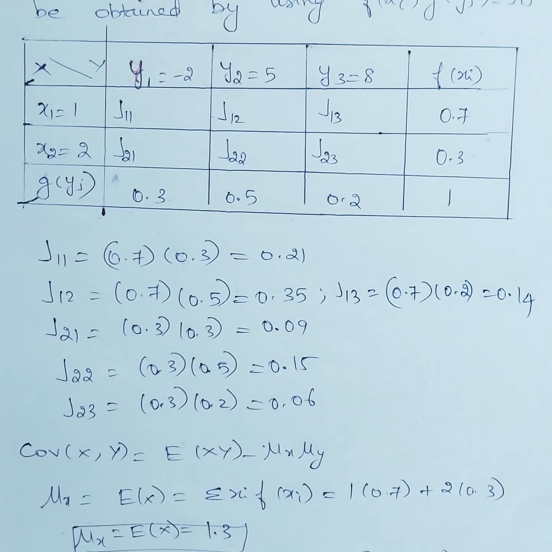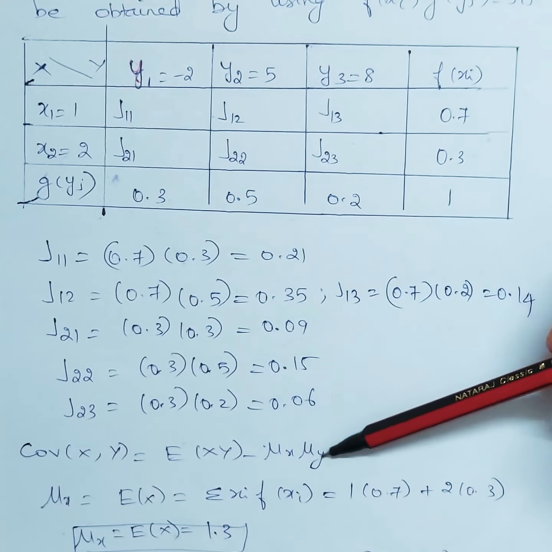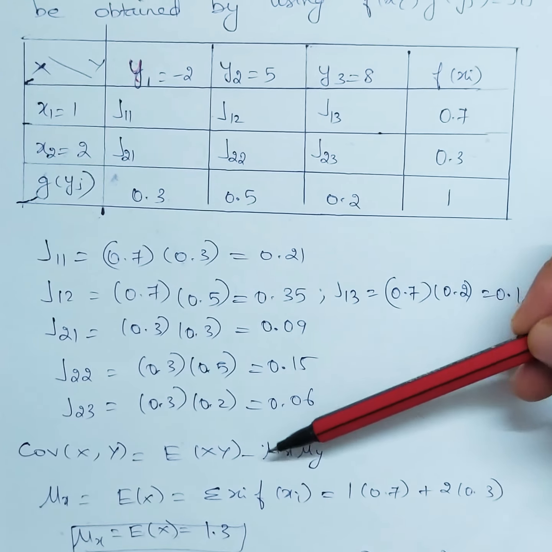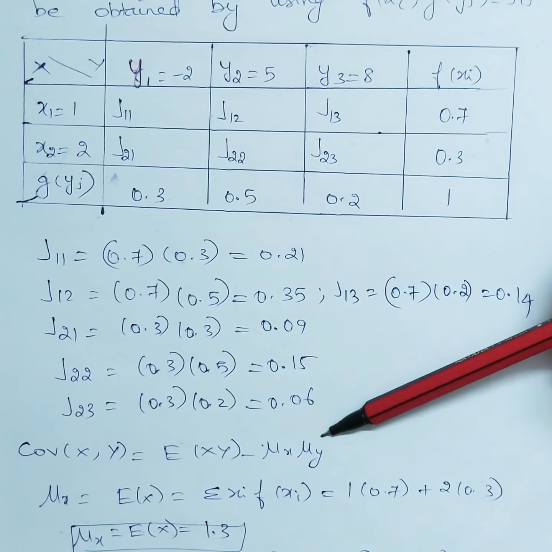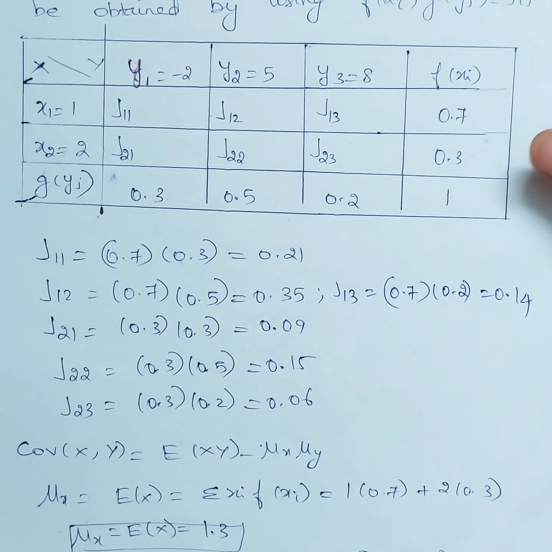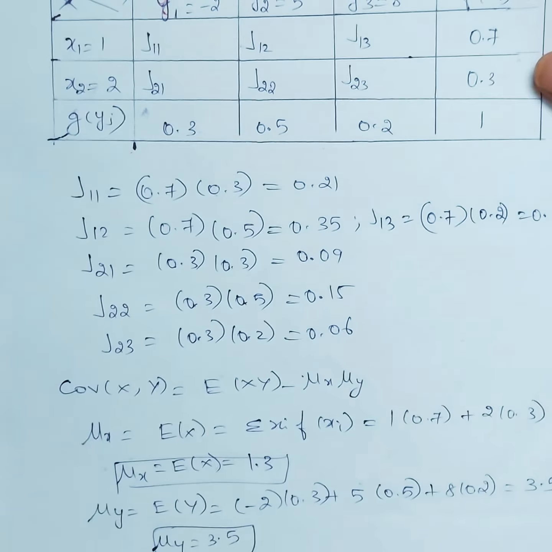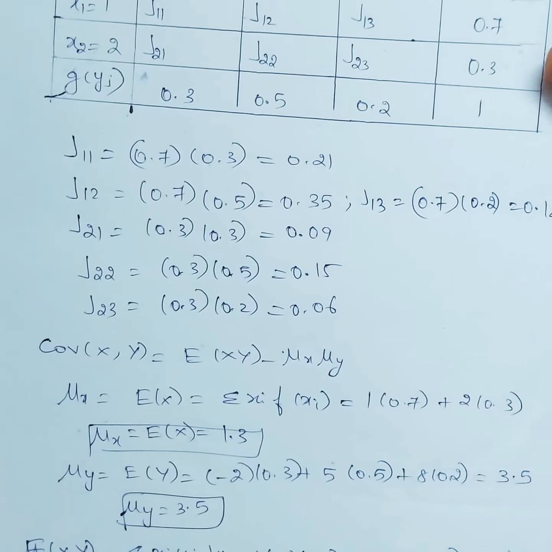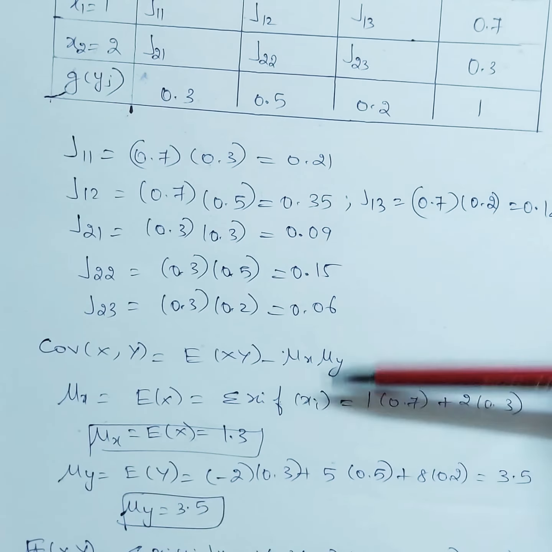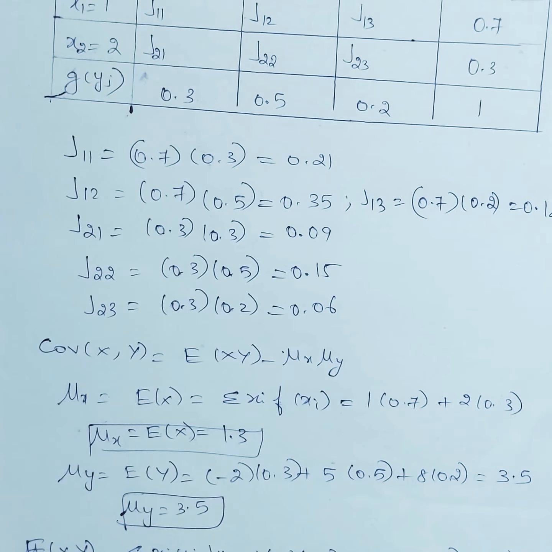So what do we have to prove? Covariance. We already saw covariance in the previous problem. It is expectation of xy minus expectation of x into expectation of y. As I told you, mu x is the same as expectation of x. Mu suffix x and expectation of x, both values are the same. So expectation of x is xi into f of xi, so you have to multiply x and the corresponding values.